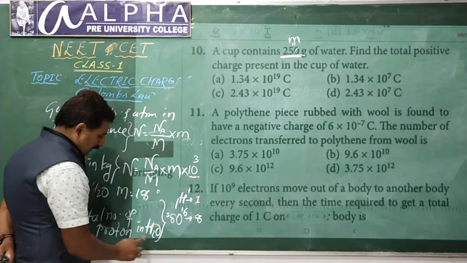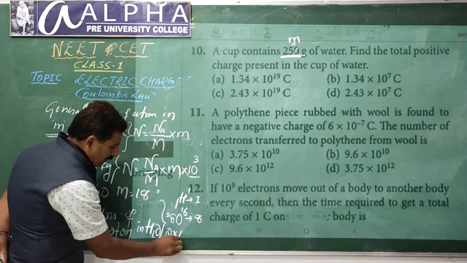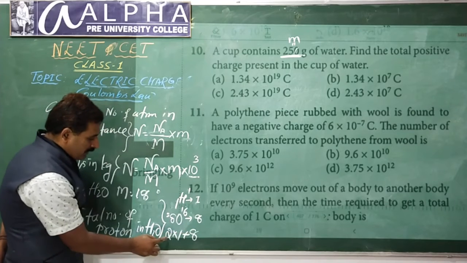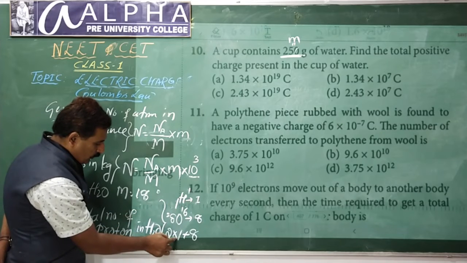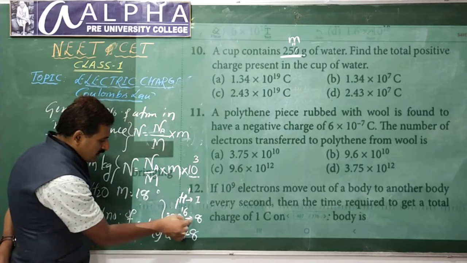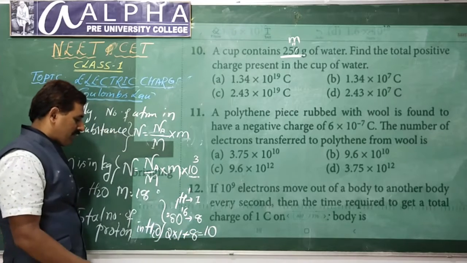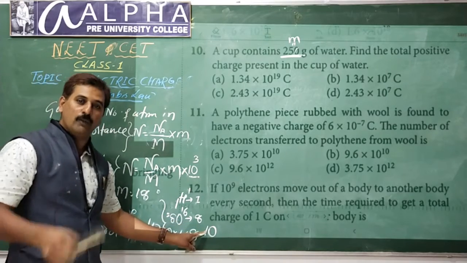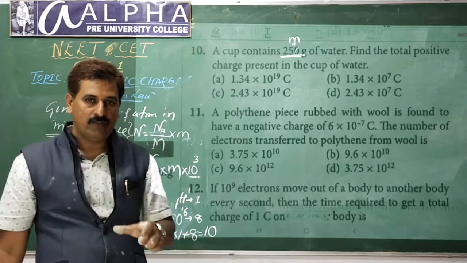1H1 has 1, but H is 2. Therefore 2 times 1 plus 8. How many protons? 1 hydrogen 1 proton, 2 hydrogens 2 protons, plus 1 oxygen 8 protons. Total value 10. What is the total number of protons? 10. Total number of electrons? 10. That's it. Number of protons equals number of electrons.